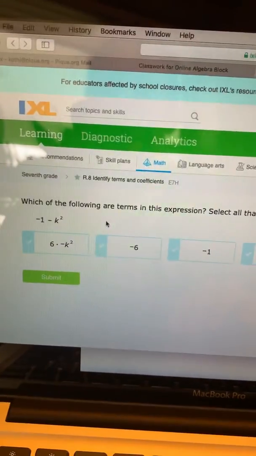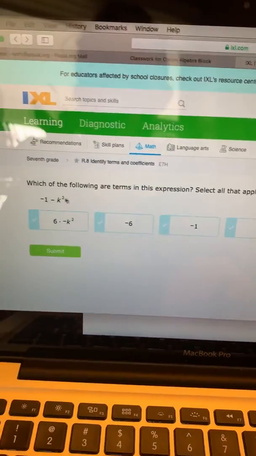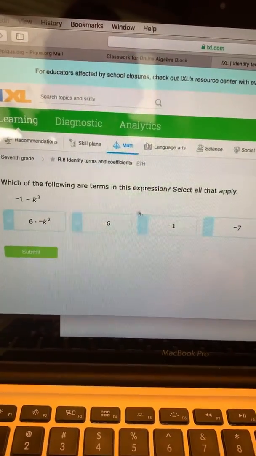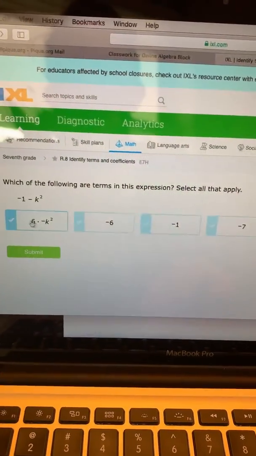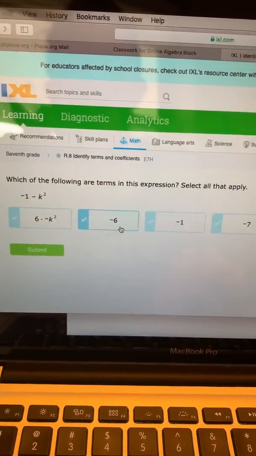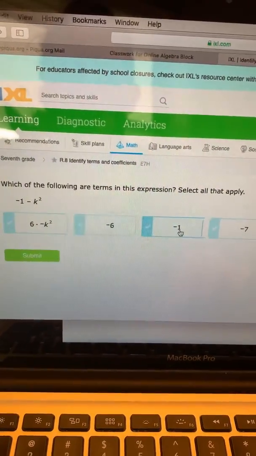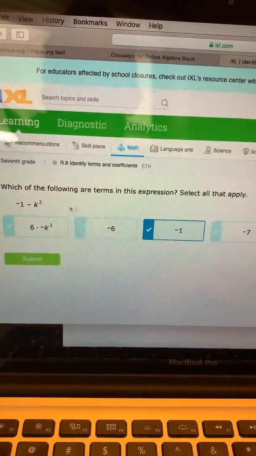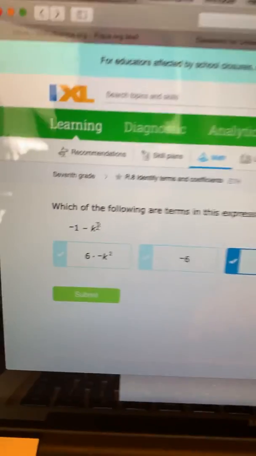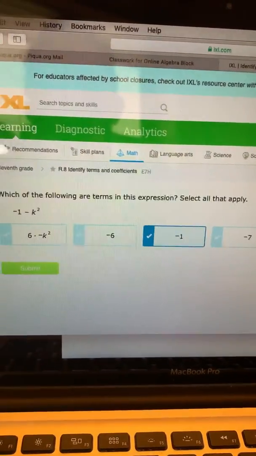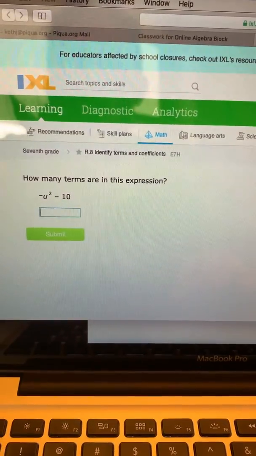When you get up a little higher, they're going to ask you different kinds of questions. Which of the following are terms in this expression? You need to pay attention carefully. This is not a term at all. I don't even know why this is a choice. I don't know where they got -6 from. That's not a choice either. -1, yes, is right there. -k squared should be the other term, but that's not what that last one is. So -1 is the only one that's a choice.